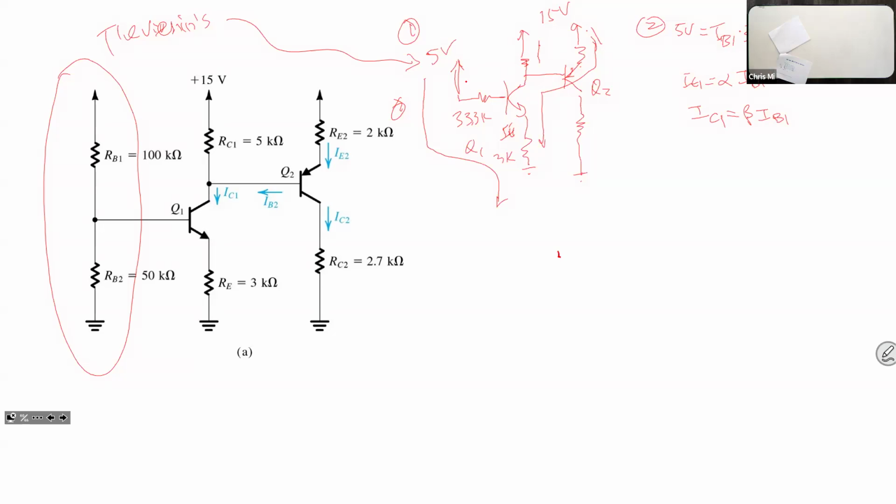So by this point, IC1 is going to be IB2 plus, we call it I1. So IC1 is actually IB2 plus I1. And I1 is equal to what? I1 is equal to VCC minus VC1 divided by the 5K resistance.